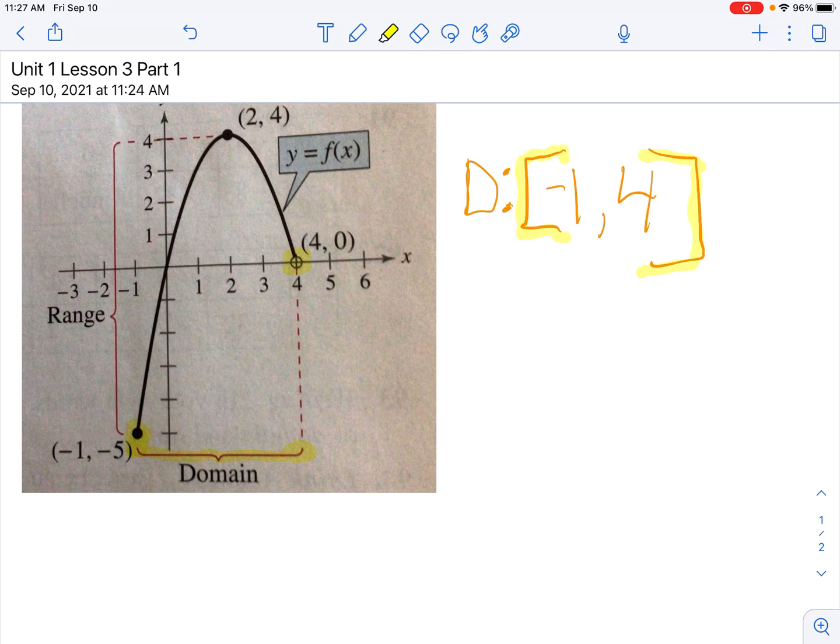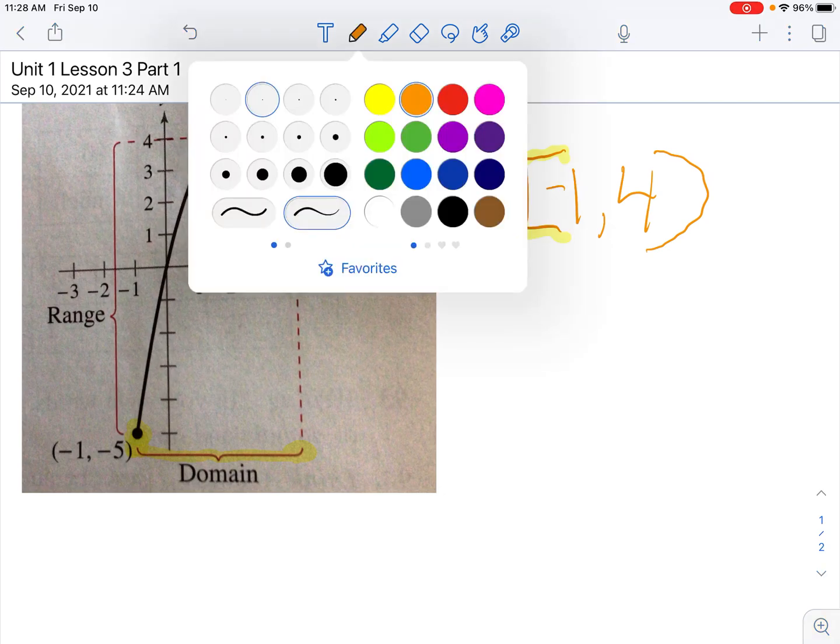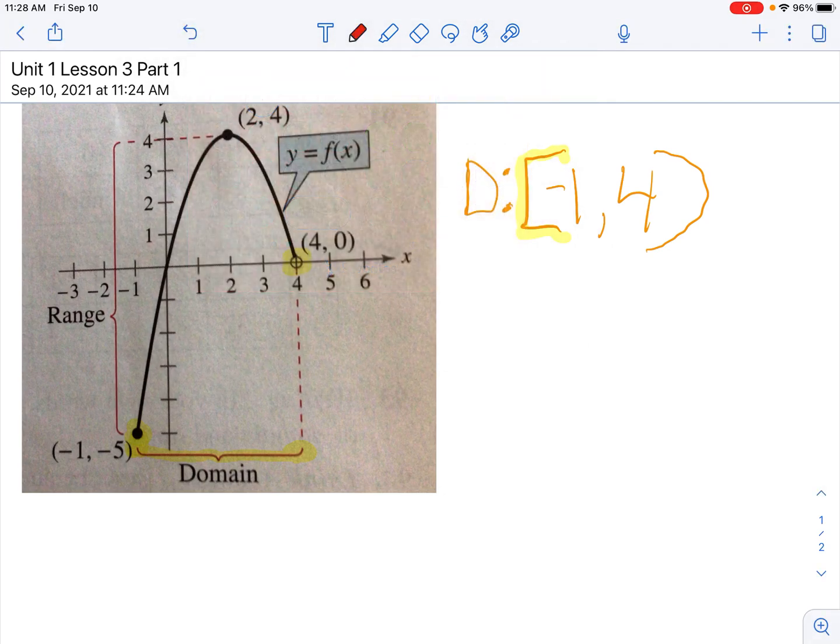And the reason I used brackets is because we have a closed circle. So, Mr. Larson, you should not have used a bracket here because that's an open circle. Open circles mean that it is not included, it's excluded. So our domain includes -1, but it does not include 4. So any number in between -1 and 4 would apply to our domain, but 4 would not because of this open circle.